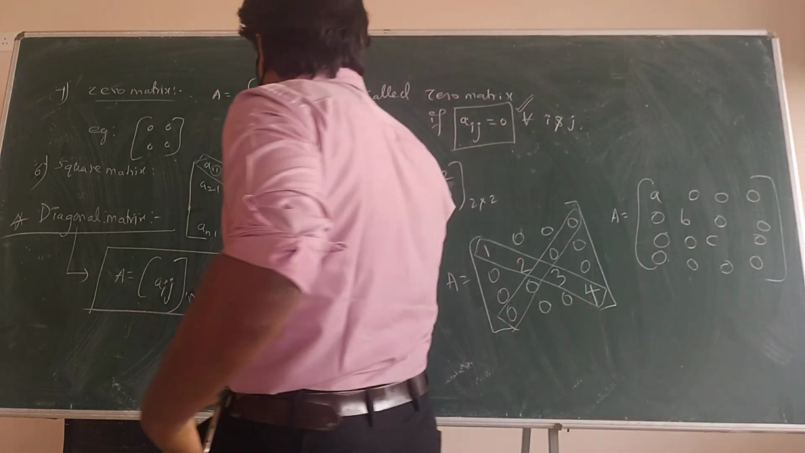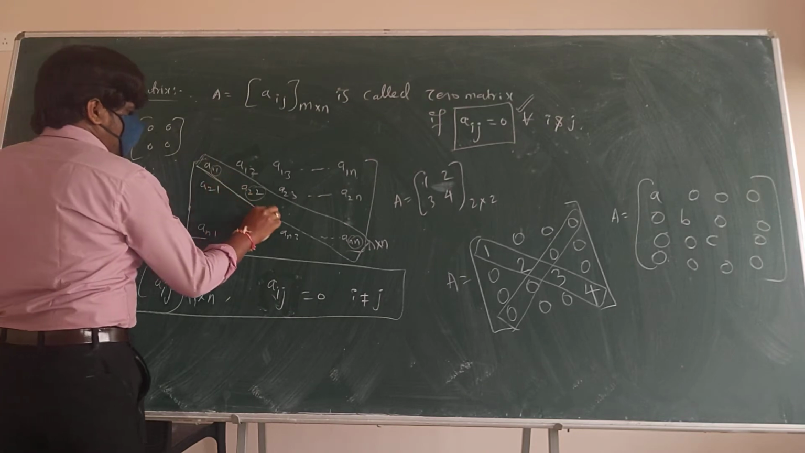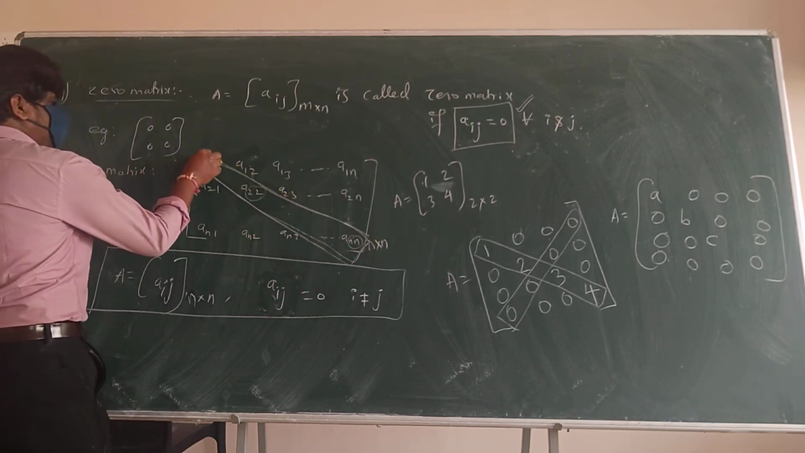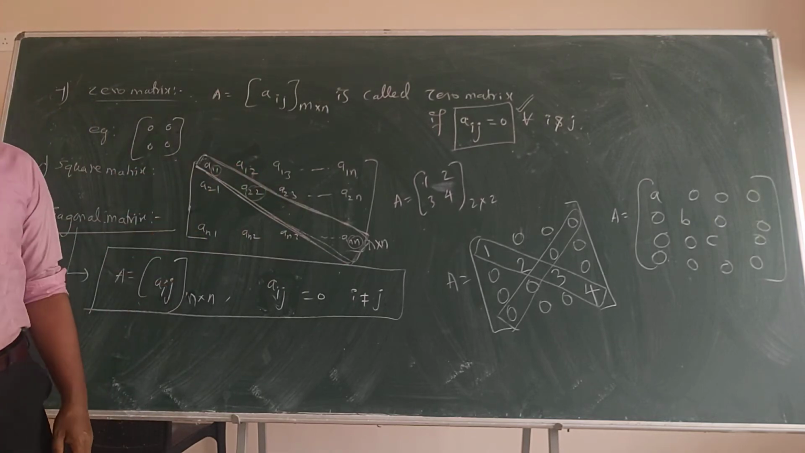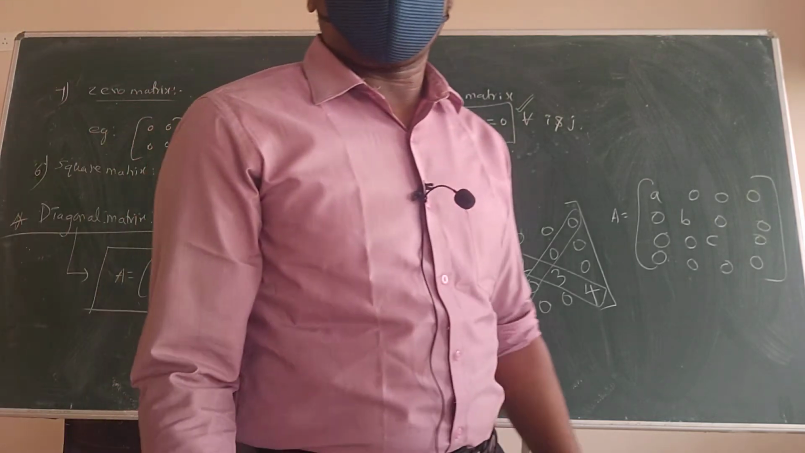Okay, what is the meaning of this? This line is called the principal diagonal. The line along which these elements lie is called the principal diagonal or leading diagonal.